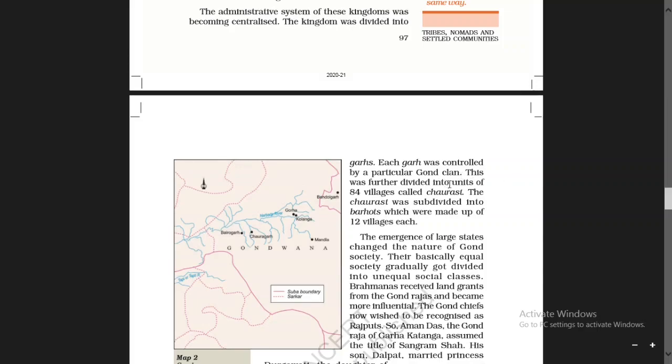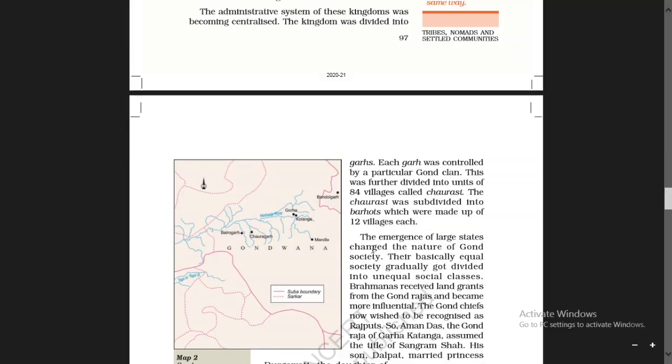This was further divided into units of 84 villages called Chaurashi. Chaurashi is a Hindi word. The Chaurashi was again subdivided into Barhots, which were made up of 12 villages each.